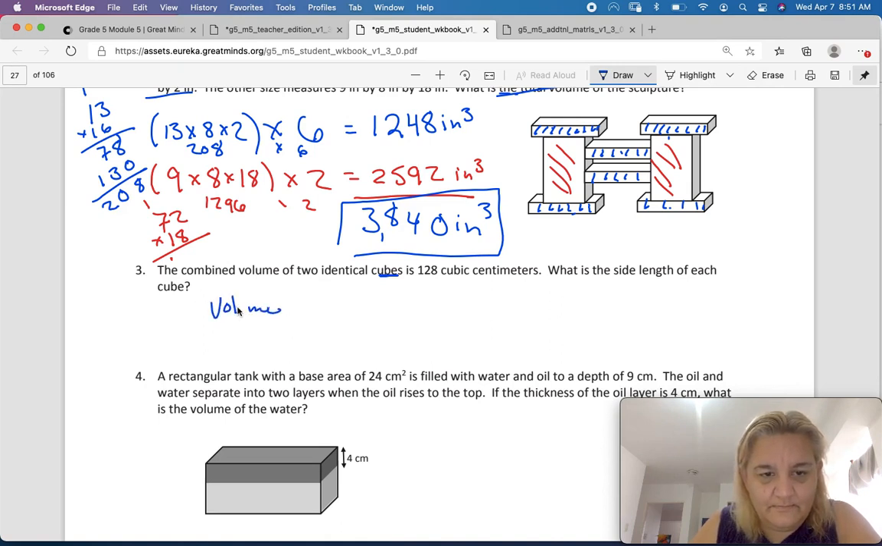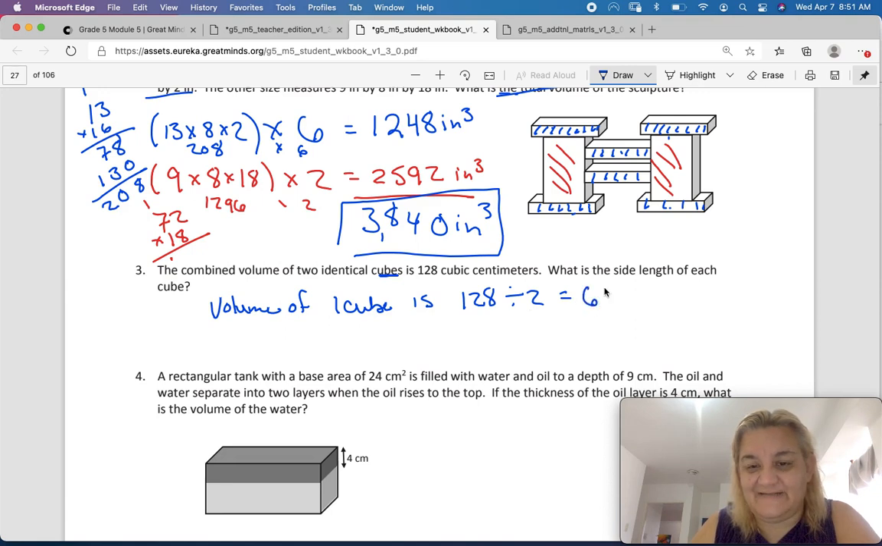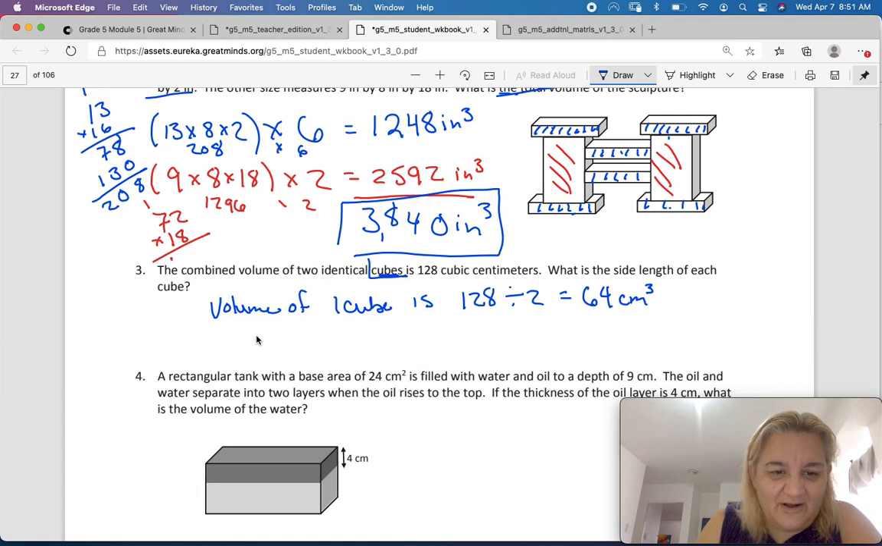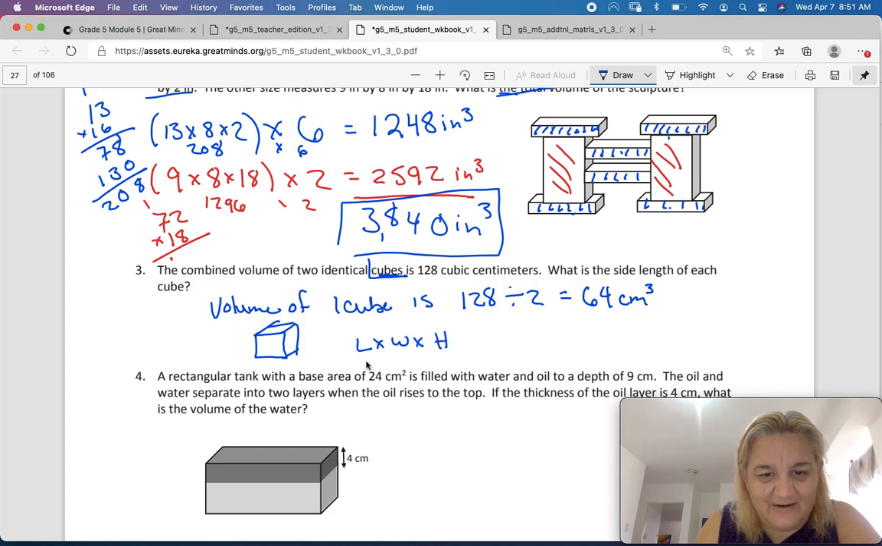Volume of 1 cube is 128 divided by 2, right? Which equals 64 centimeters cubed. Okay. Now, it's a cube, not a rectangle. That means that all sides are the same, which is helpful because if length times width times height are all the same number, what can I divide this by to figure that out?